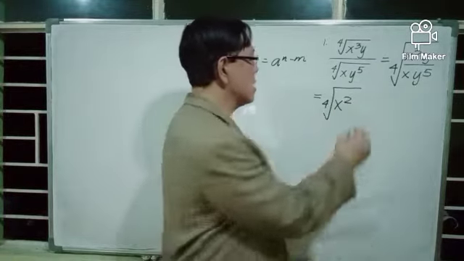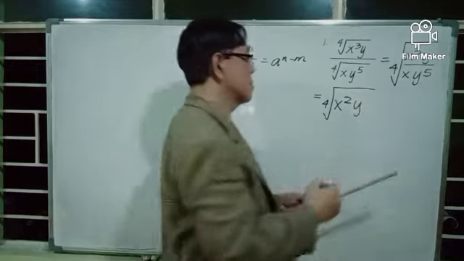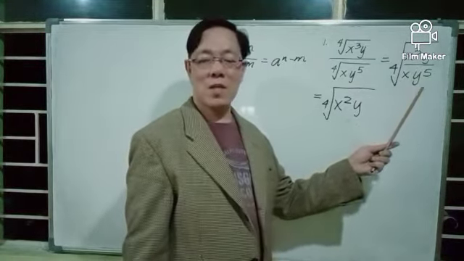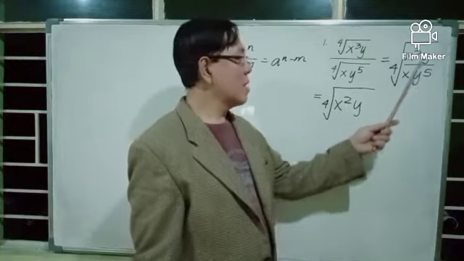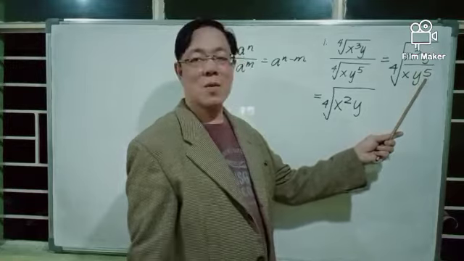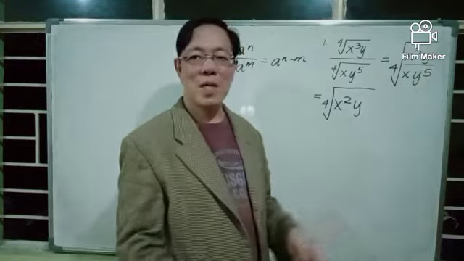Multiplied by y. Common base is y, and we get the difference of the exponents of y. Exponent of y in the numerator is 1, minus the exponent of y in the denominator, 5. 1 minus 5 is negative 4.